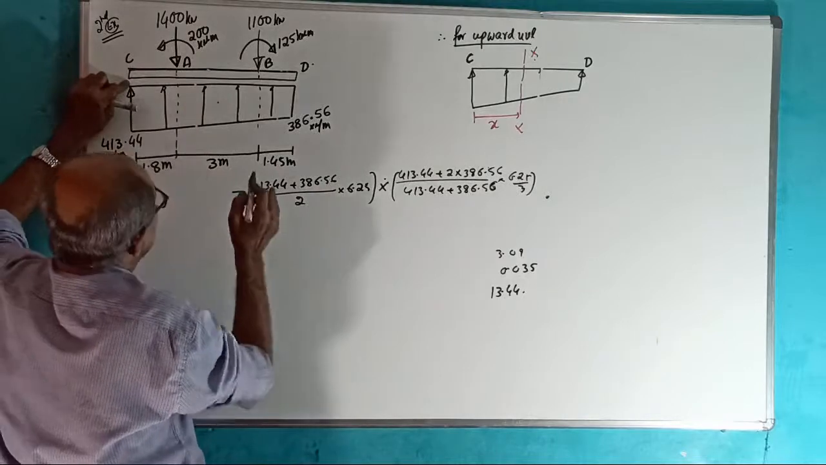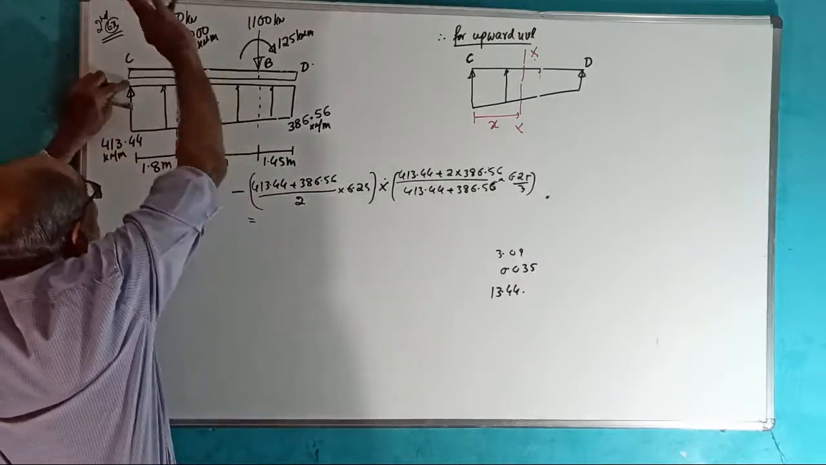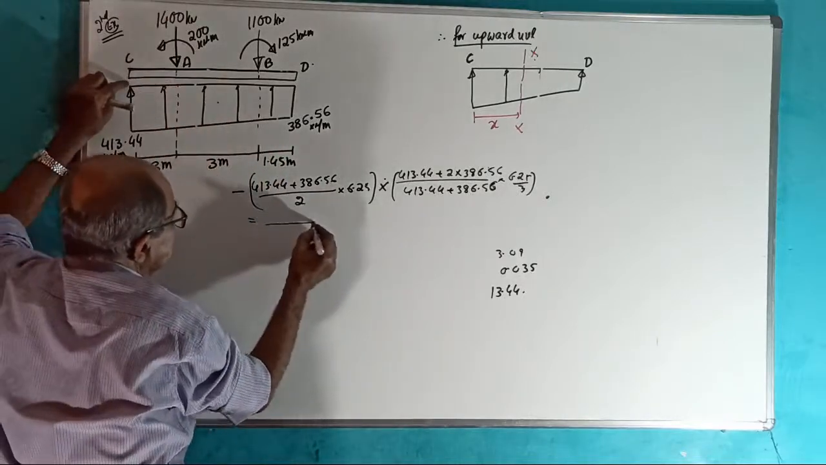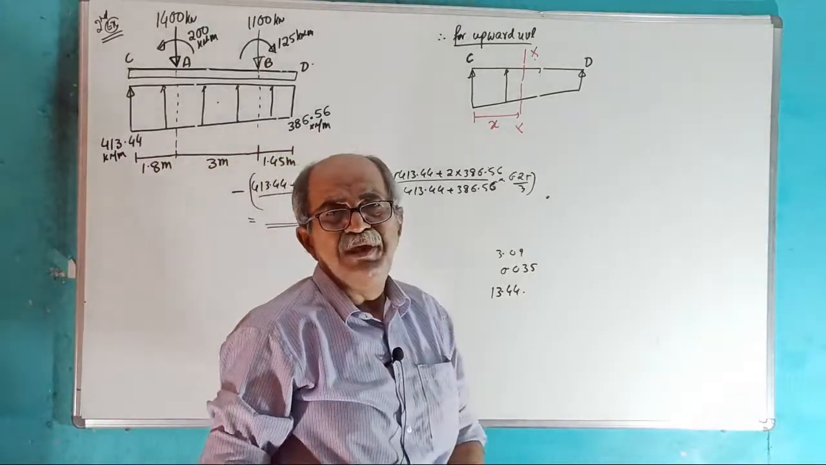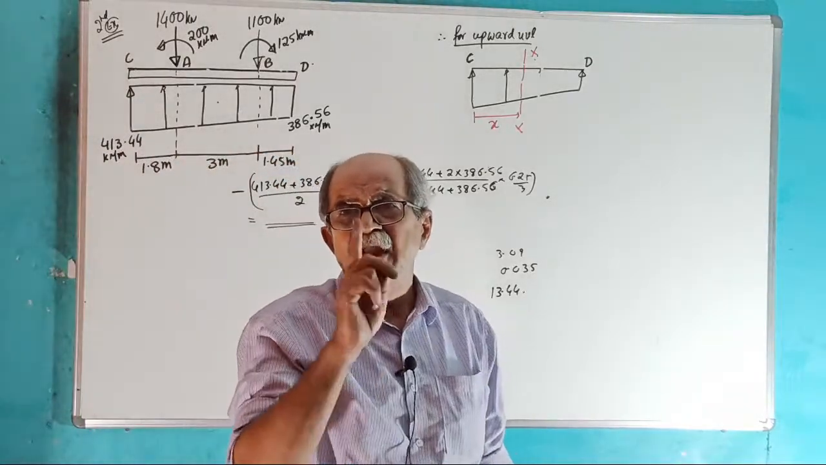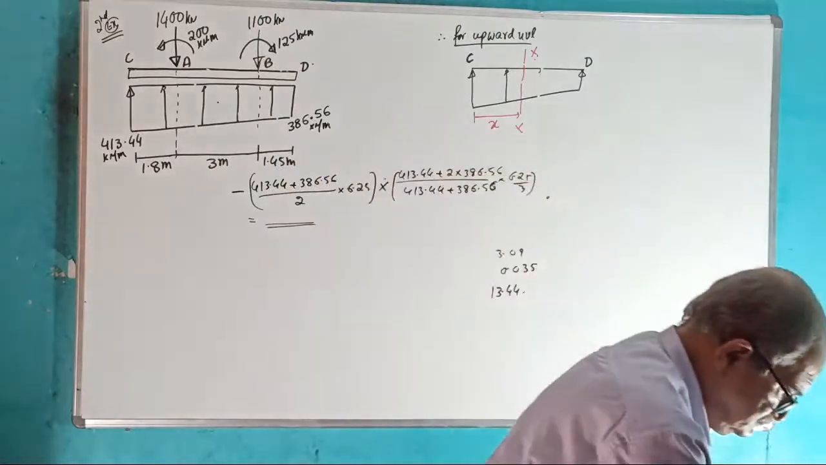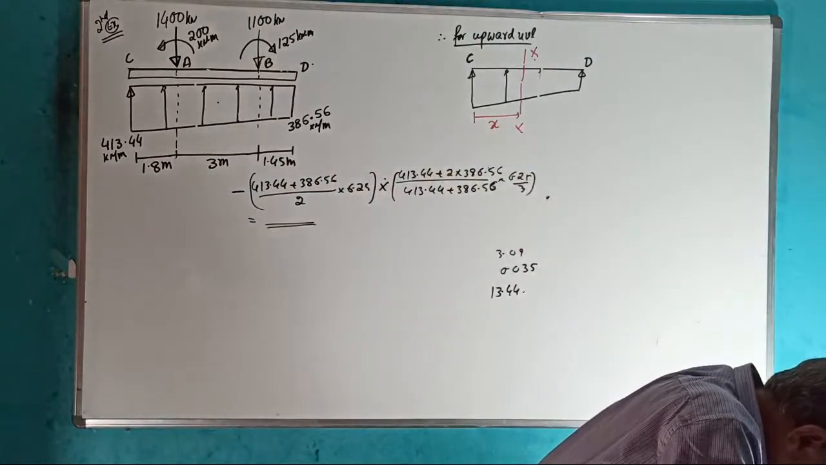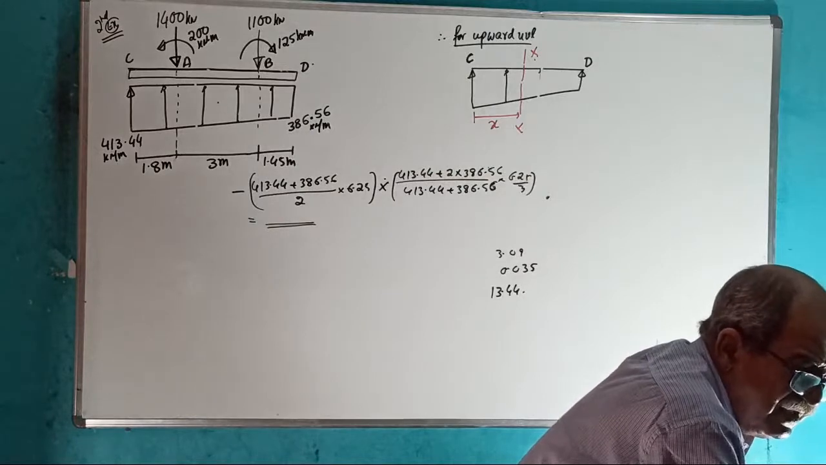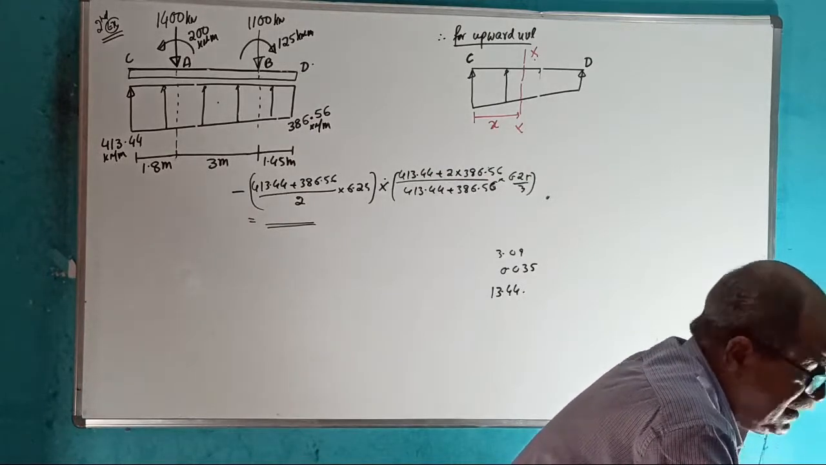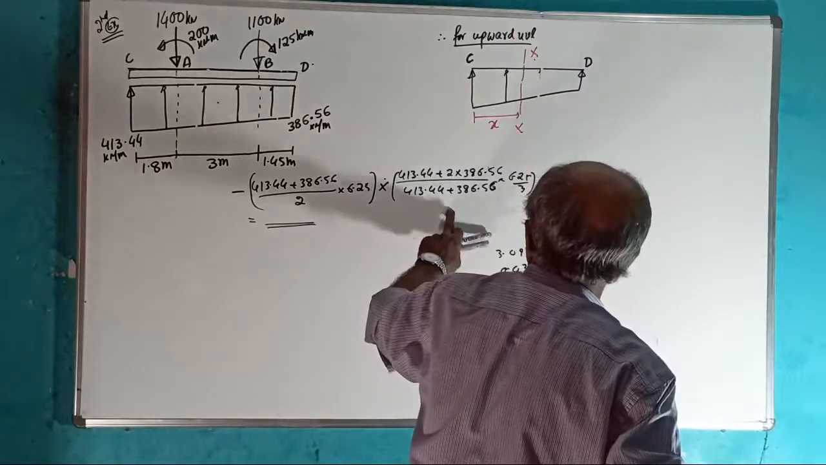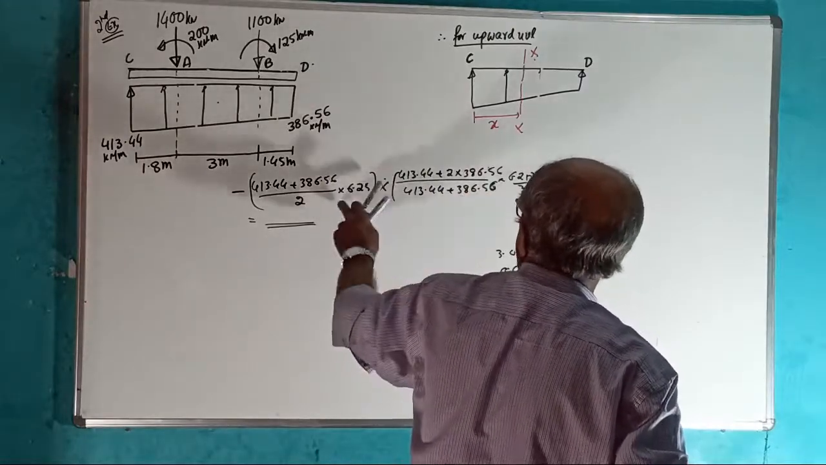Tell this answer. Moment of this upward load about this point. You tell this answer fast. Then you will check equilibrium. If equilibrium is not there, we cannot go for SFD and BMD. Now tell this answer. This answer is required. Correctly calculate this number. Better do this side, this one first. Then go there.